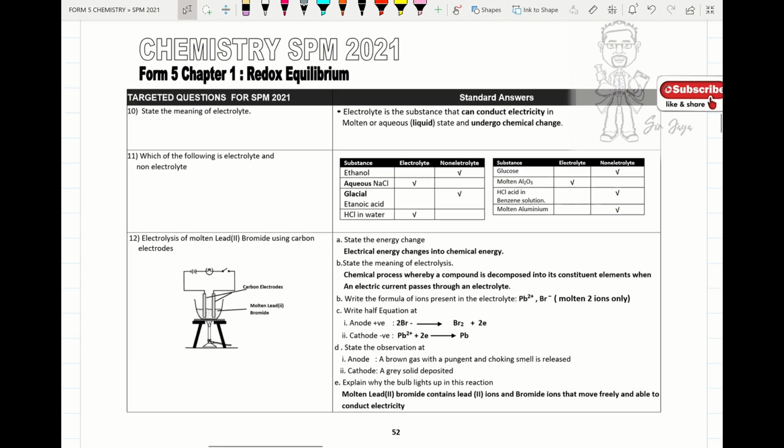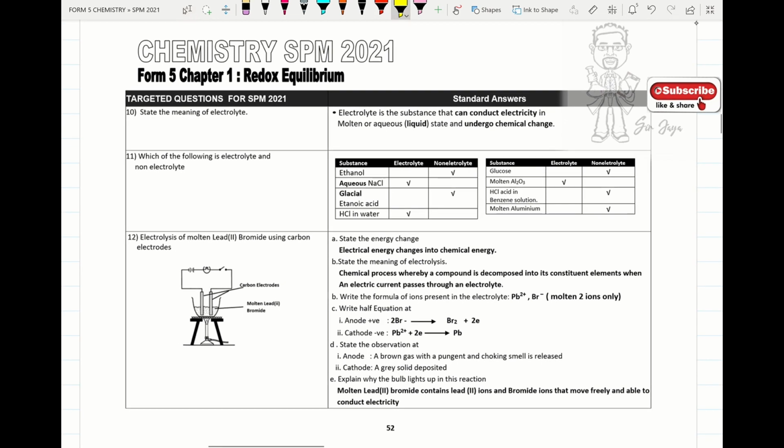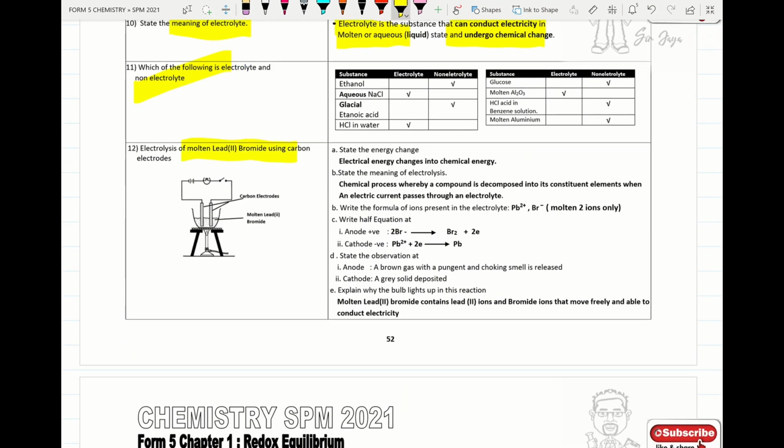Alright students, please check question number 10. I already discussed in the previous video what is meant by electrolyte. An electrolyte is a substance that can conduct electricity in molten or aqueous state and can undergo chemical changes. Now we move on to molten lead(II) bromide. This process is known as the electrolysis process, which I already discussed in the previous video. Electrical energy is converted into chemical energy.